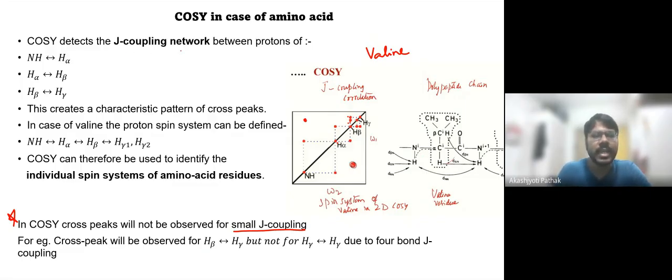So COSY detects the J coupling networks between the amide proton, H alpha proton, H beta proton, and H gamma proton. This creates a characteristic pattern of cross peaks. So for each amino acid, we will have a characteristic pattern of cross peaks. In the case of valine, the proton system can be defined by the amide coupled to the alpha proton, the alpha proton coupled to the beta proton, and the beta proton coupled to the gamma 1 and gamma 2 protons. So COSY can therefore be used to identify individual spin systems of amino acid residues.